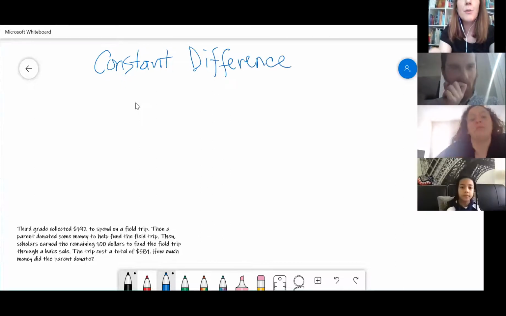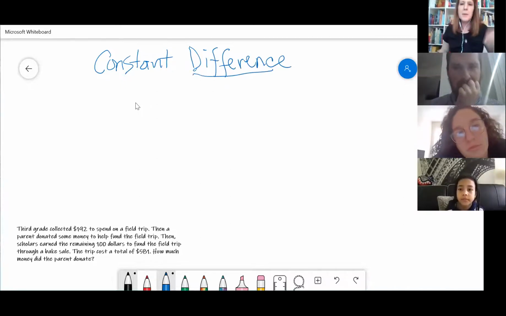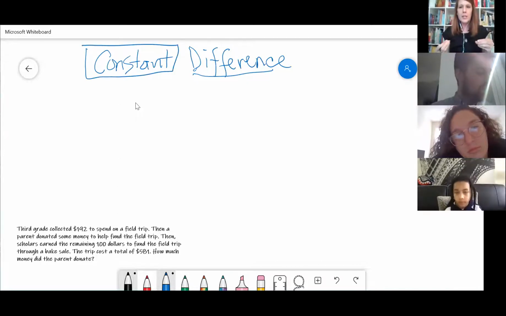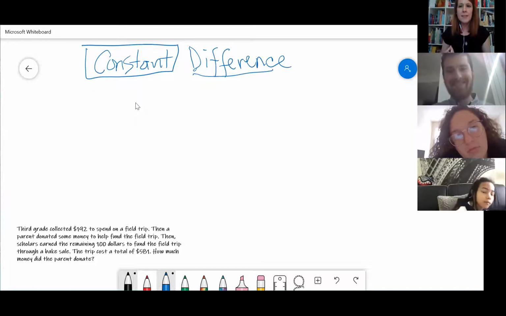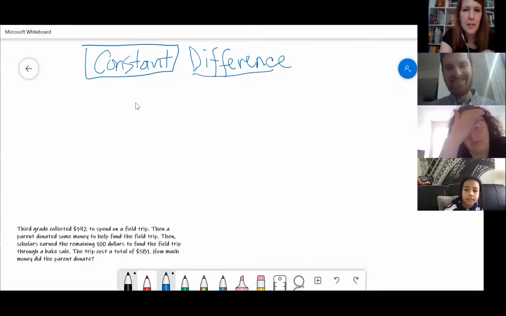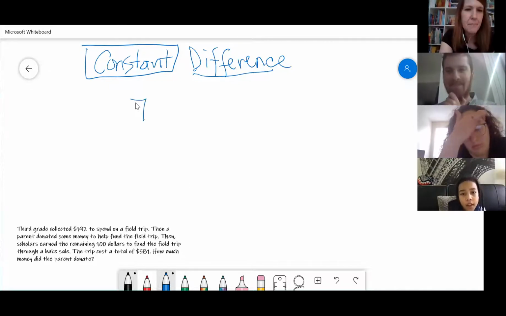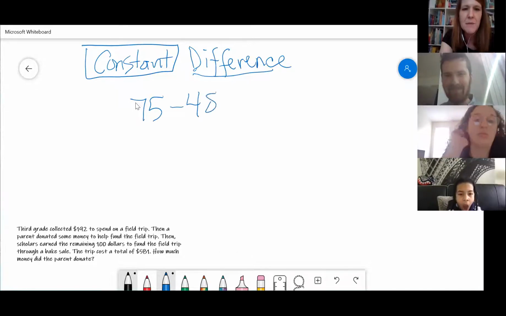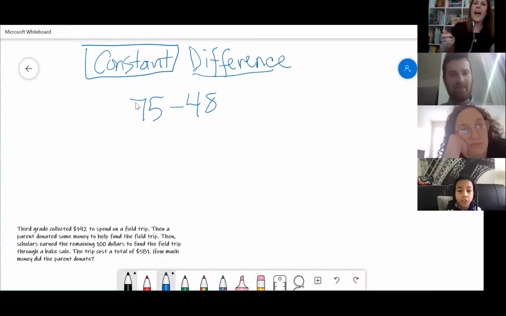Now, the reason why it's called constant difference is because we're trying to find the difference between two numbers. Now, the reason why we have the word constant in there is that what we're doing to both of the numbers in the equation is going to stay the same. Constant means staying the same. So I'm going to put a number strand up here. And I've got some really messy numbers picked out for us today. So 75 minus 48.